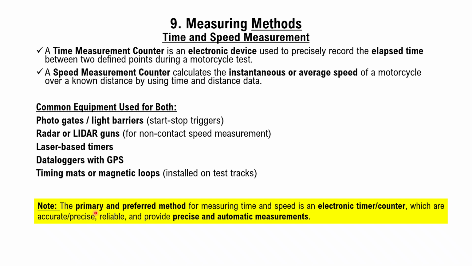Note: the primary preferred method for measuring time and speed is an electronic timer counter, which is accurate, precise, reliable, and provides precise and automatic measurements.